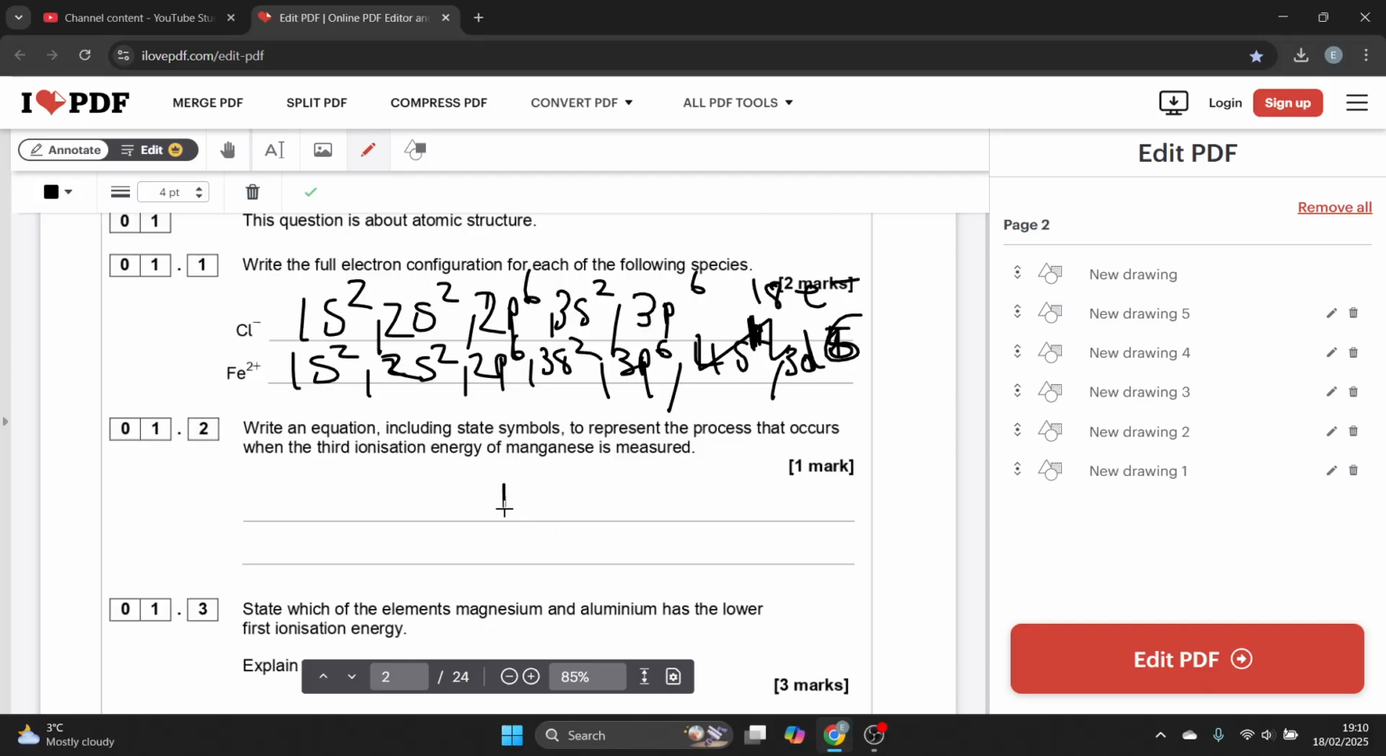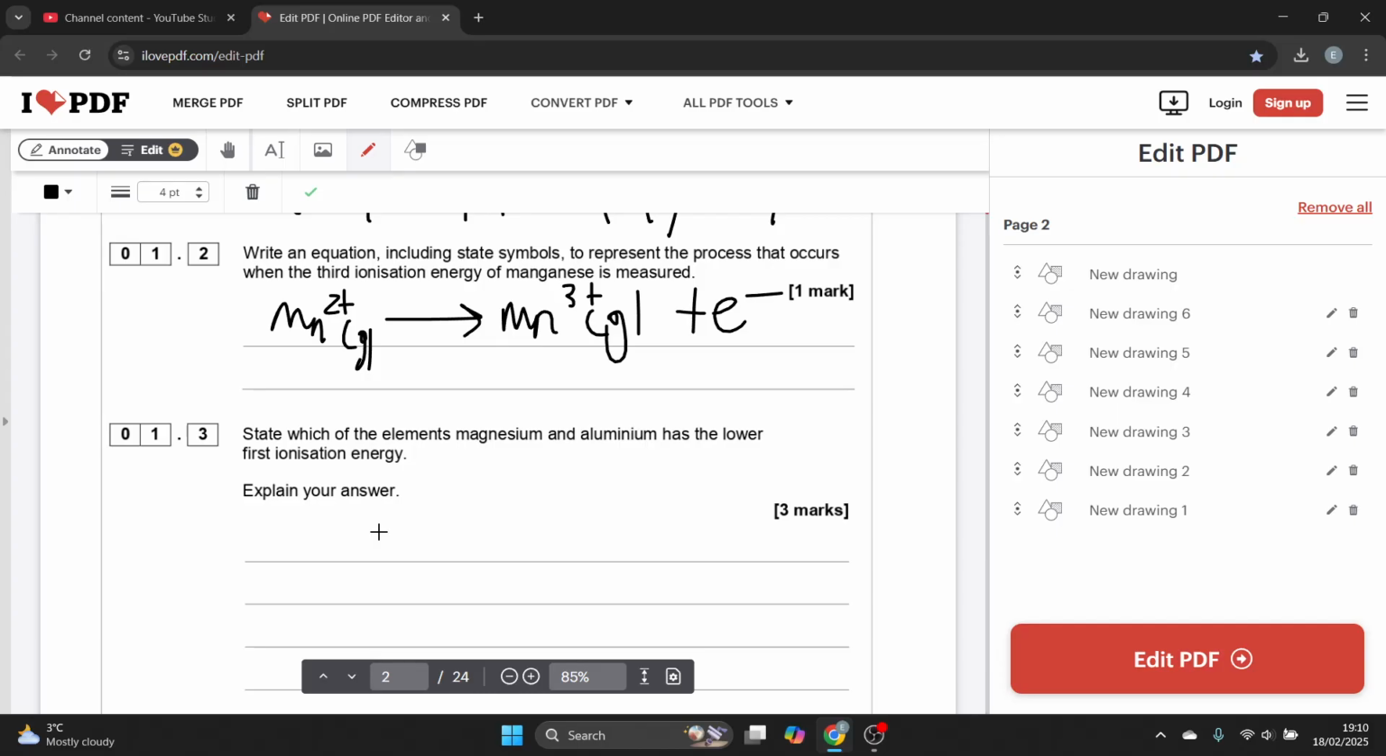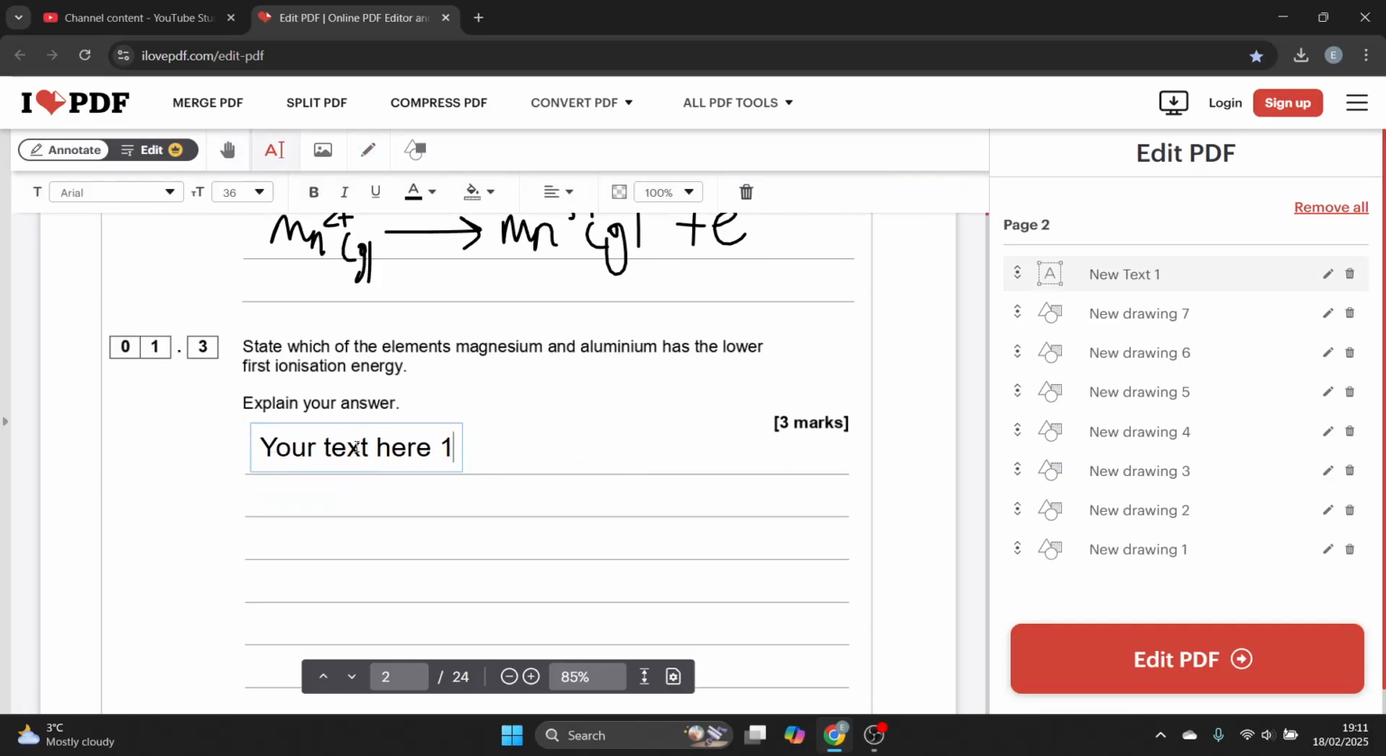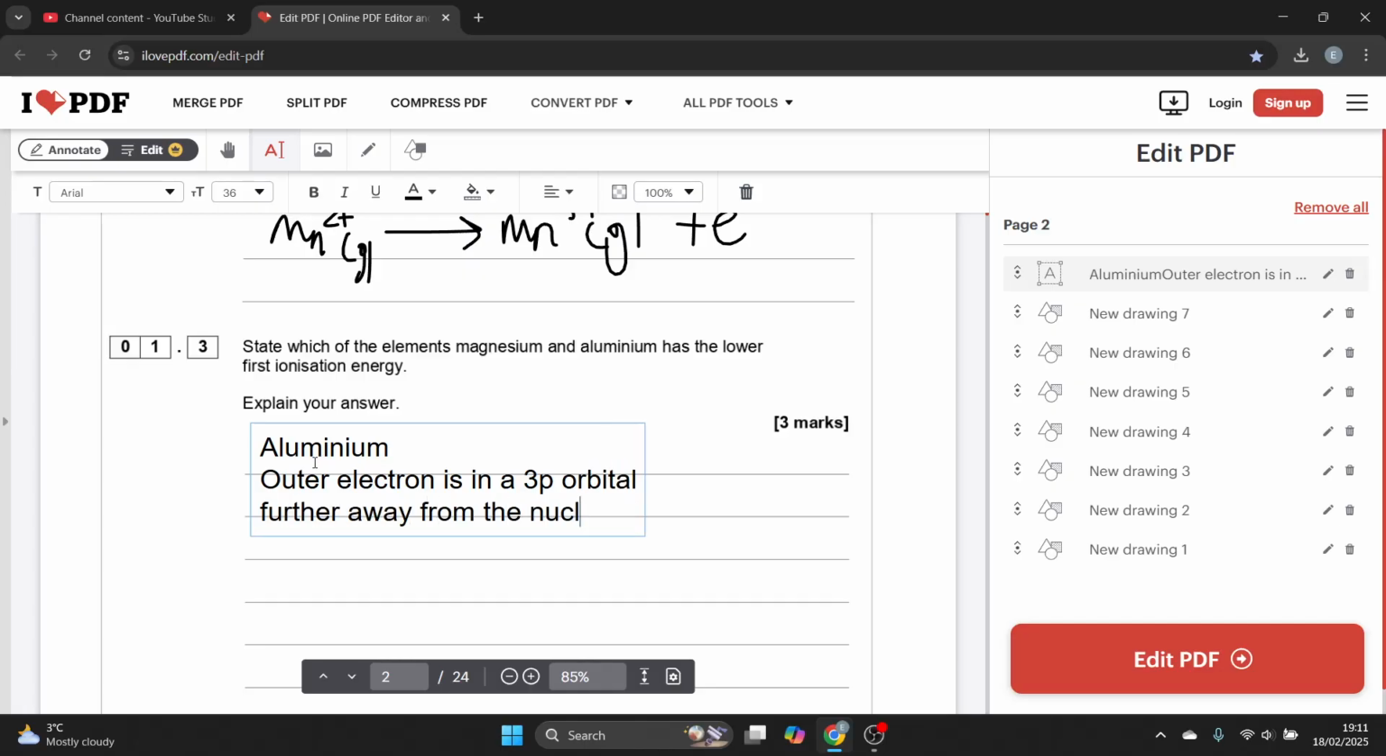Right, equation with state symbols, third ionization energy of manganese. Say which element, magnesium or aluminium, has the lower first ionization energy. Aluminium has the lower first ionization energy. Magnesium is 1s2, 2s2, 2p6, 3s2. But then aluminium is 1s2, 2s2, 2p6, 3s2, 3p1. So it's actually going to be aluminium because its outer electron is in a 3p orbital. And what does that mean? Further away from the nucleus, so easier to remove the outer electron.